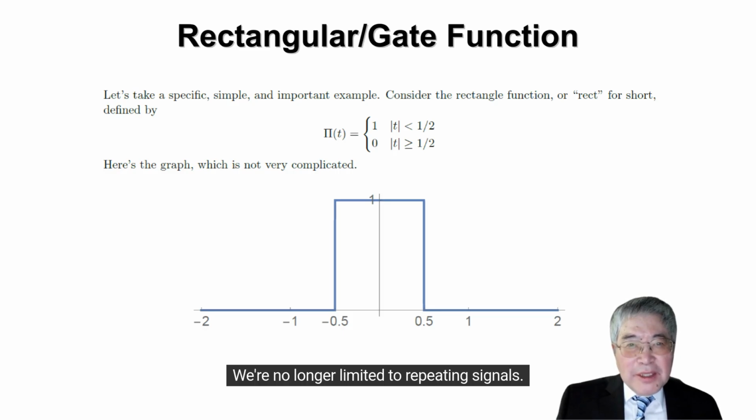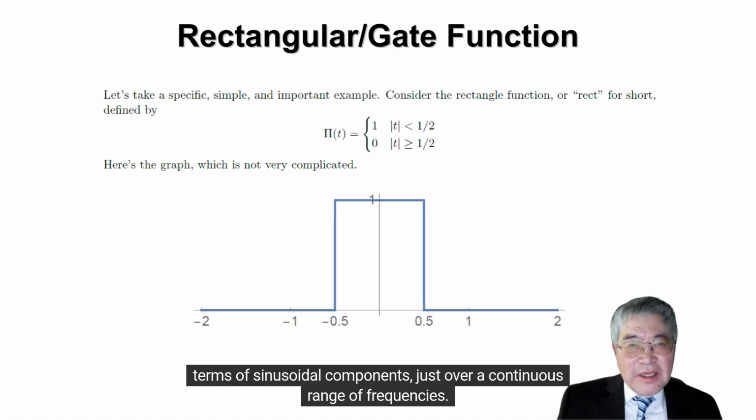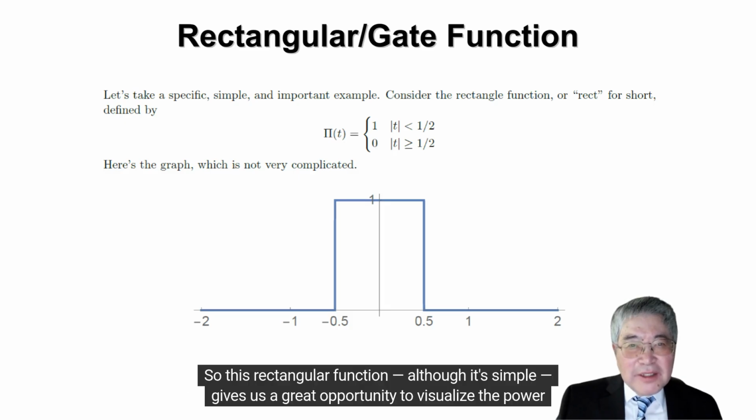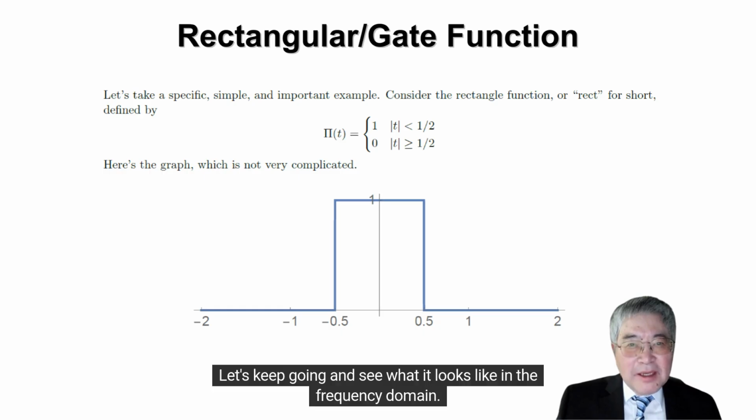We're no longer limited to repeating signals. We can now handle functions like this, compact, finite, non-repeating, and still express them in terms of sinusoidal components, just over a continuous range of frequencies. So this rectangular function, although it's simple, gives us a great opportunity to visualize the power of the Fourier transform. Let's keep going and see what it looks like in the frequency domain.